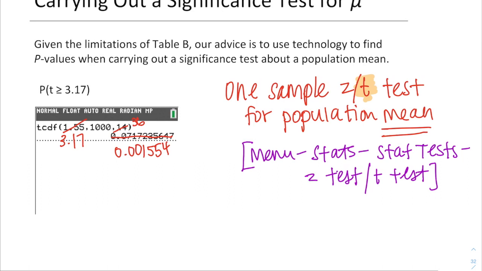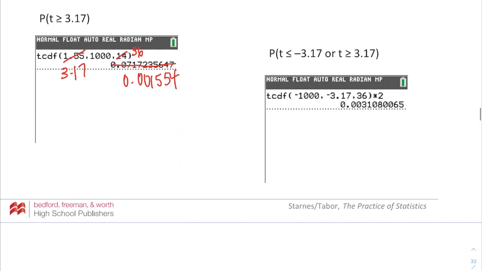When we do that, looking at T being greater than 3.17, we get a value of 0.001554. If we're looking at greater than 3.17 or less than negative 3.17, we can take that 0.00154 and multiply by 2, or we can tell our calculator to find it one time and multiply by 2, so that we get the final p-value of 0.0031. Remember, it was supposed to be between 0.002 and 0.005. So our final p-value from our calculator gives us the exact p-value, which is in that interval.